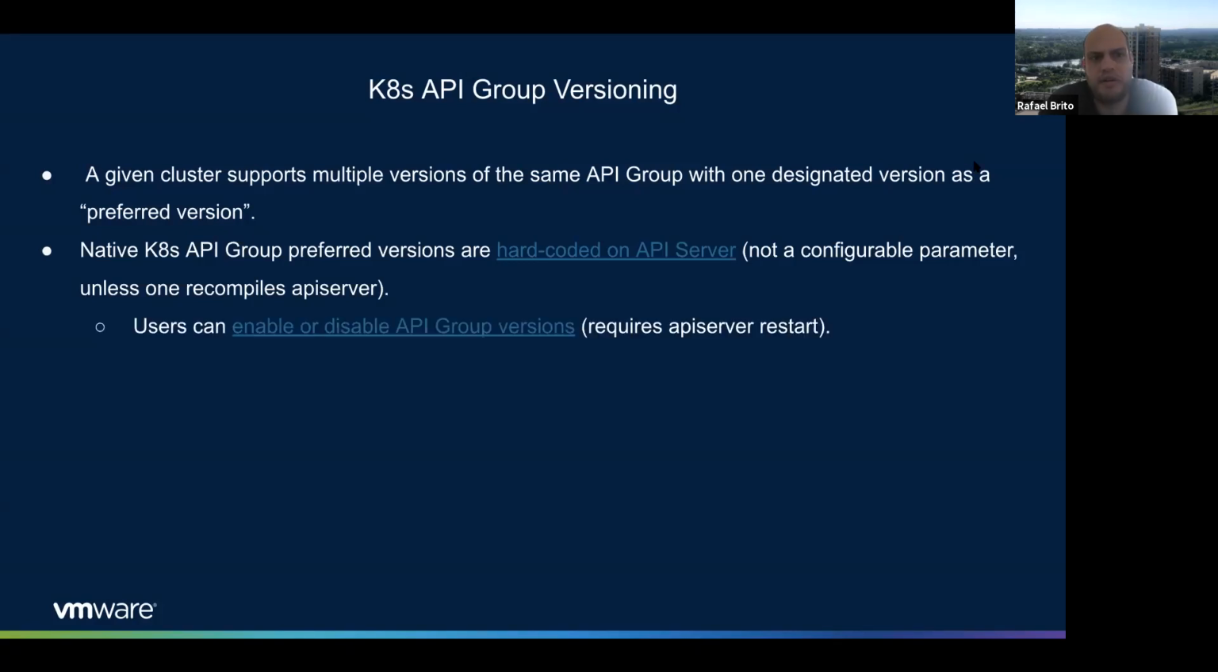The only arbitrary option for the users is that they can enable or disable API group versions, which requires an API server restart. Sometimes users enable, like, alpha versions.